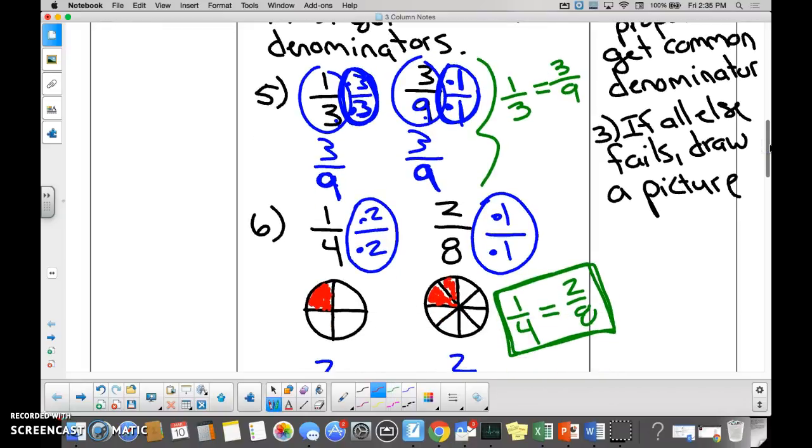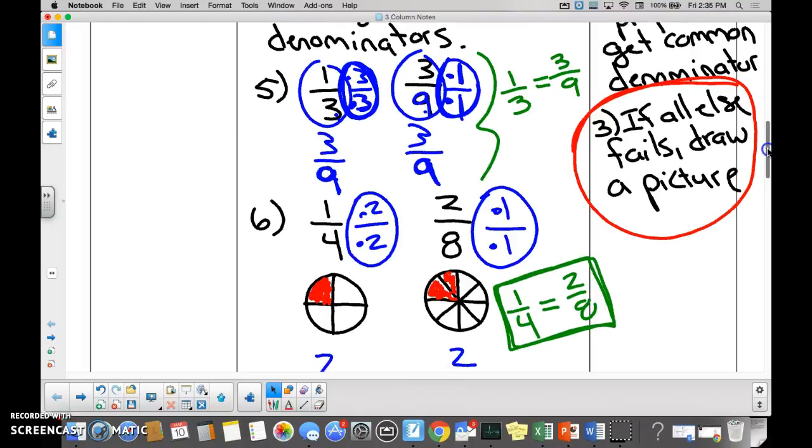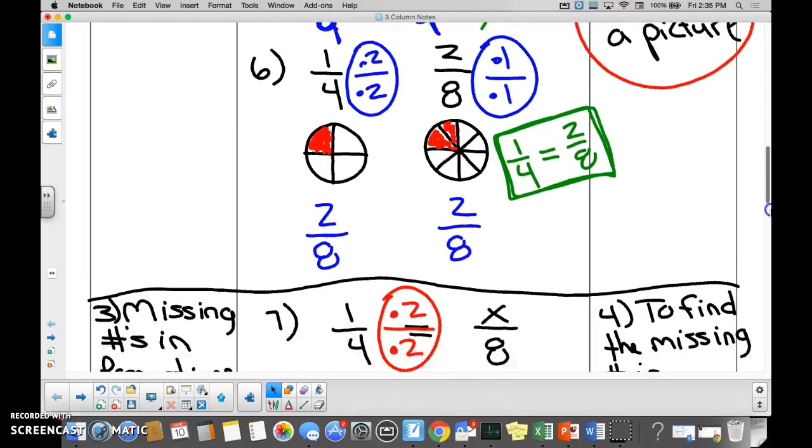If you have a hard time doing that, if you can't figure it out, you could actually draw a picture like we did on number 6. We drew a picture of what 1/4 looks like. We drew a picture of what 2/8 looks like. We can see they're proportionate. Right? Yes.